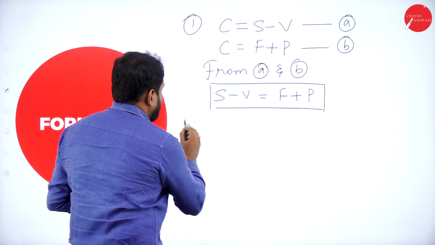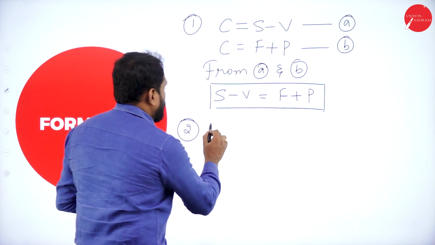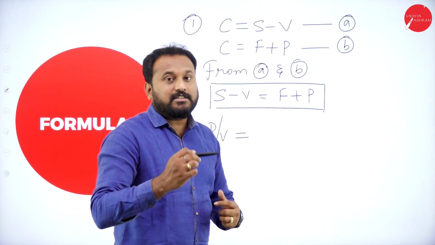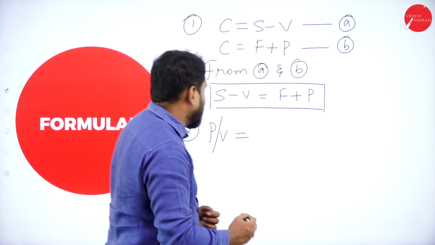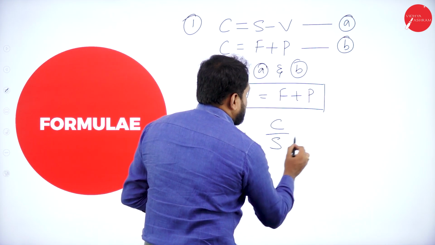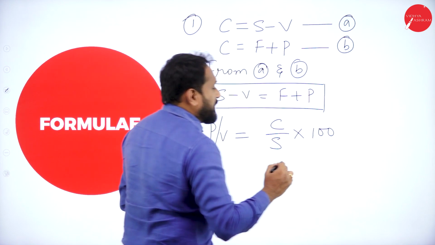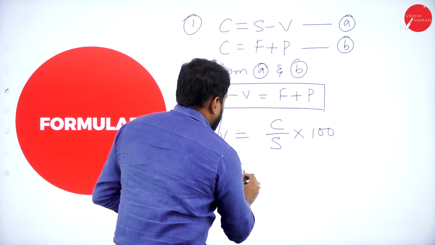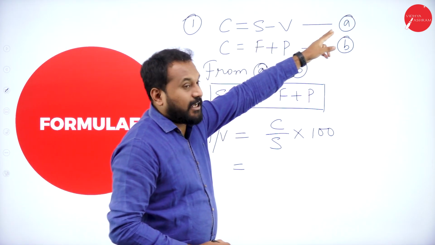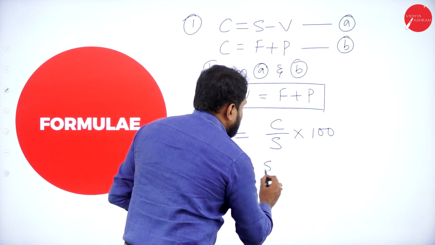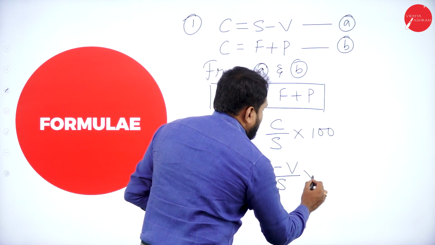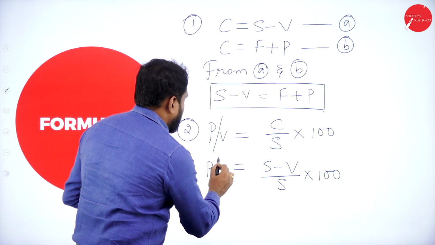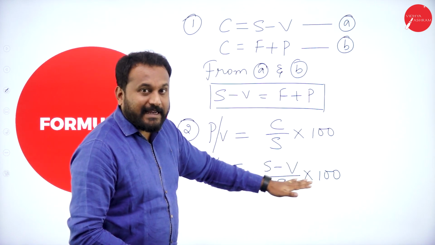Let's go with the second one. The second one is all about profit volume ratio. PV is equal to, as I have told you, it is always the relationship between the contribution and the sales, isn't it? So PV is equal to C by S, and PV is always denoted with percentage. So it is C by S into 100. Now students understand, because of A, we can write S minus V divided by S into 100. Can I write it or I can't write it? That means PV is equal to S minus V by S into 100.